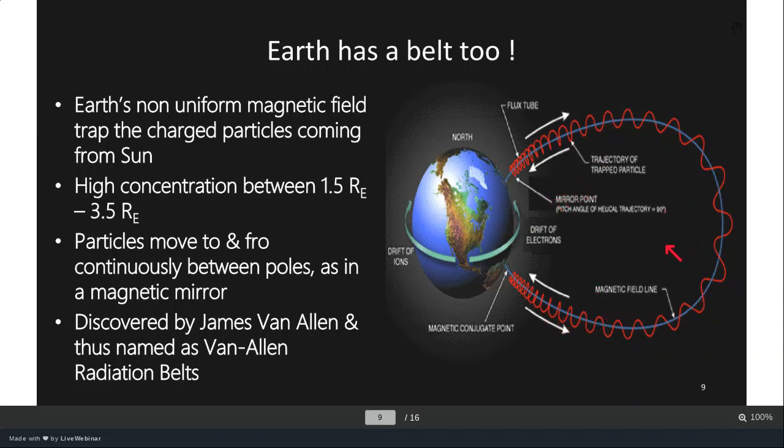Particles move to and fro continuously between these poles. The regions between 1.5 RE and 3.5 RE are those where the particles are trapped and radiate energy, taking RE as the radius of Earth. It was discovered by James Van Allen and thus named the Van Allen radiation belts.